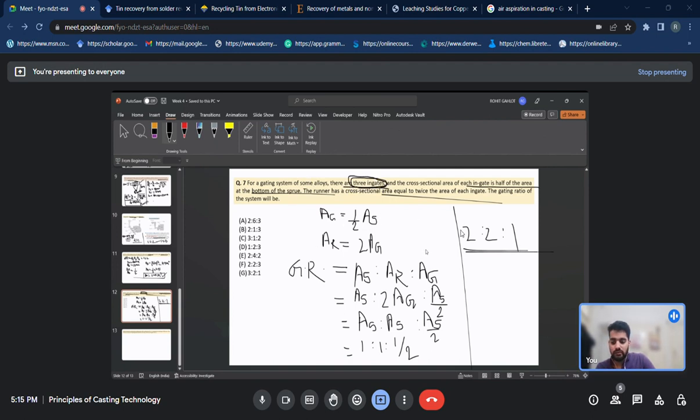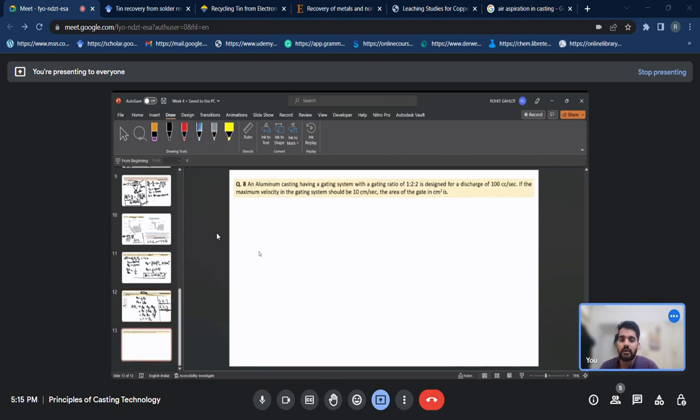So there are 3 ingates. If, in solving hurriedly, people might take 2 is to 2 is to 1, this is the wrong answer. So whenever a problem comes where 3 ingates are given, you need to multiply it by 3 times, and the correct answer will be 2 is to 2 is to 3. So you need to consider all the gates. Okay, so F will be the right answer. So let's move to the next problem.